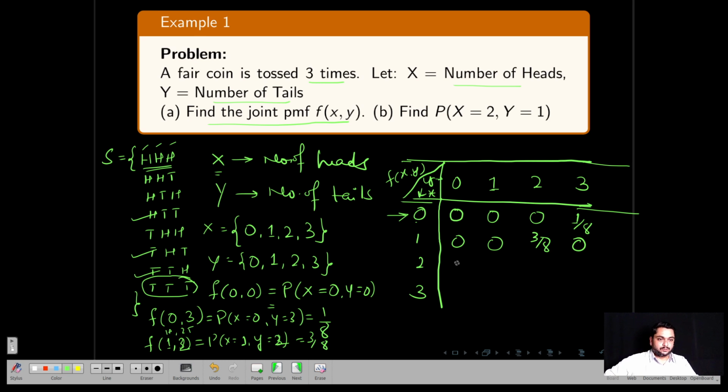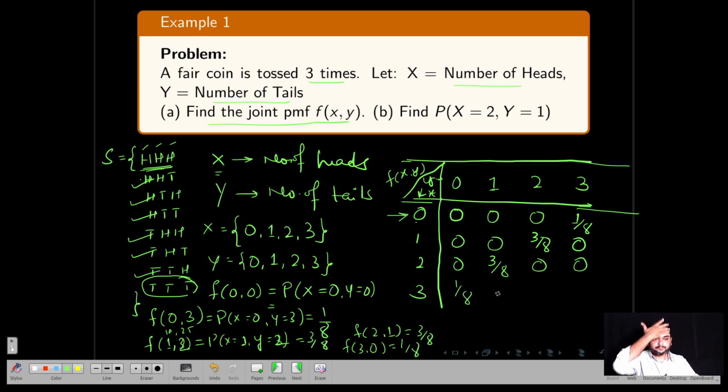Next 2 0 not possible. 2 1 yes possible. So f of 2 1, that means 2 heads 1 tail. There are 3 such outcomes. So 3 by 8 again. This is 3 by 8. 2 2 not possible because it becomes 4. 2 3 not possible. Next 3 0 is possible because all 3 heads. All 3 heads is equal to what? Only one outcome. So that is 1 by 8. This is 1 by 8.